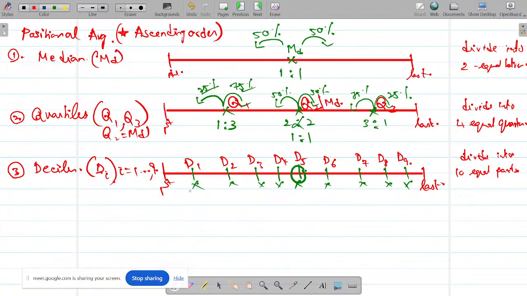Full complete is D10. Can you tell me the ratio for this one? This side will be 10% because you are dividing into 10 equal parts. This side is 10%, this side is 90%. For example, if you go over here, this side is 60%, this side is 40%. So what's the ratio here? Yes, this is 1:9. Then 2:8, 3:7, 4:6, 5:5. Instead, I can write it as 1:1.